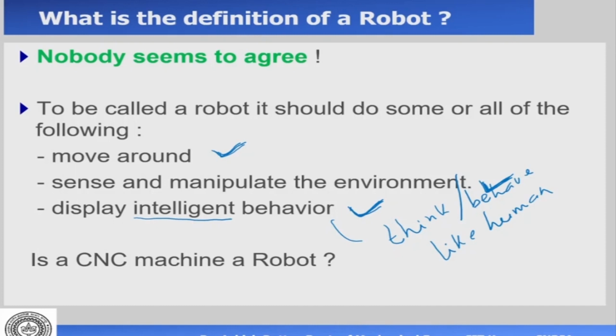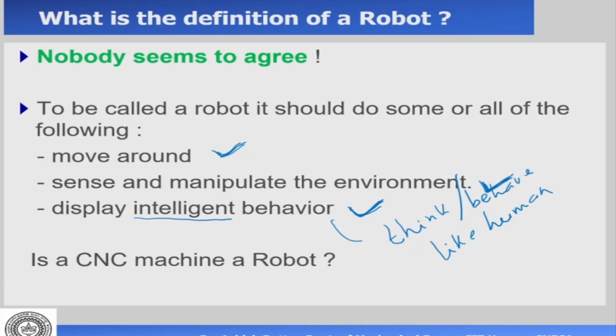In that sense, we have software robots which are called bots, like chat bots. When you're chatting online, you're not very sure whether it's a machine or a human being answering. That would mean it is able to display some kind of intelligent behavior. So to be called a robot, it should do some or all of the following: move around, sense and manipulate the environment, or display intelligent behavior.